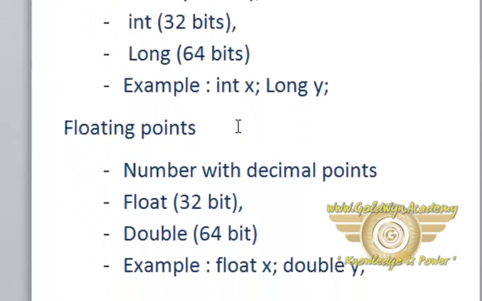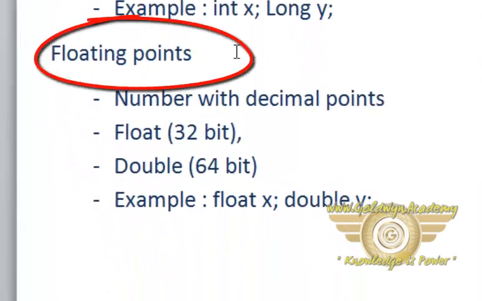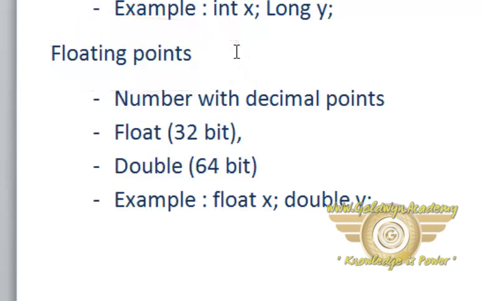Next, floating points. Floating point is used to represent numbers with decimal points. It contains float and double data types. Float occupies 32-bit space, while double occupies 64-bit memory space. Here is the example of a float variable.